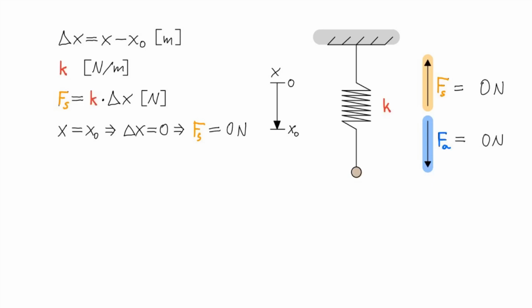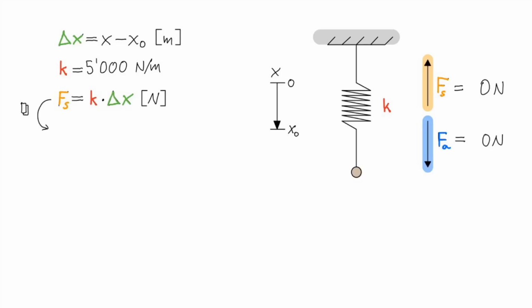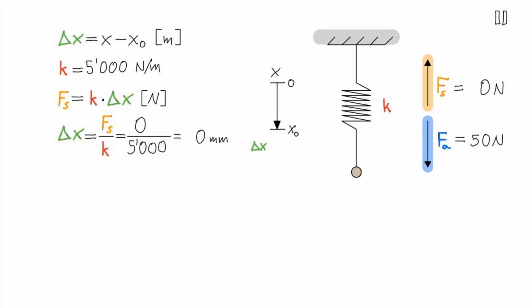For example, we can set the spring stiffness to 5000 newton per meter. This means that it takes a force of 5 kN in order to pull the spring 1 meter. Let's copy Hooke's law and then rearrange the equation such that we get the displacement as a function of the force and the stiffness. Because the spring force is zero, then the displacement will also be zero. Now we set the applied force to 50 newton and press the play button.